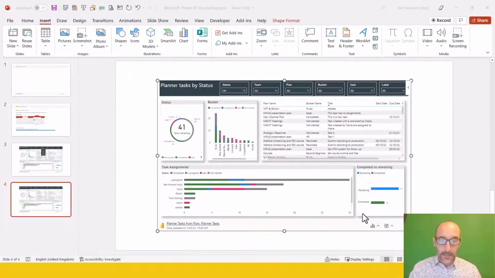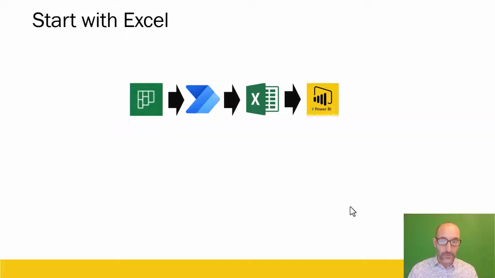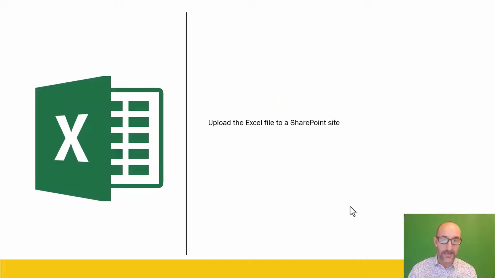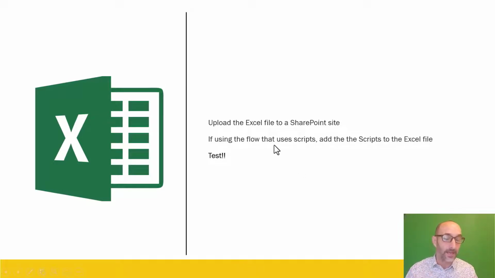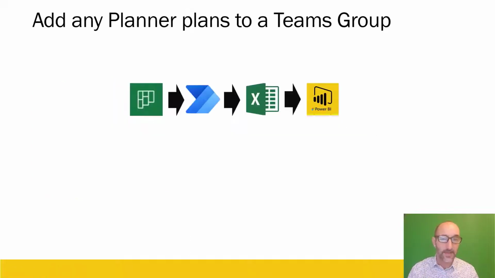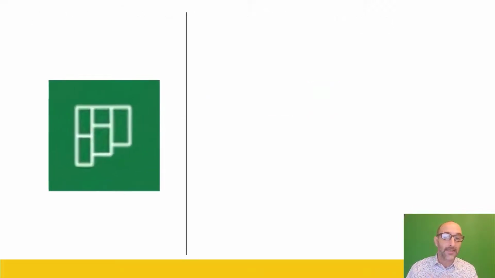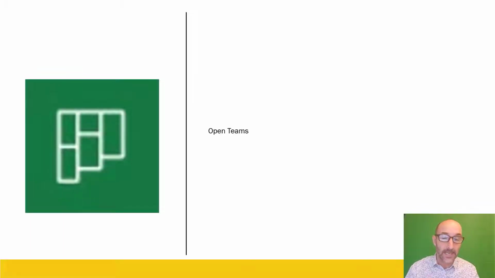Okay, so let's just wrap this up. I've got a few slides. Let's whiz through all of the slides. We started with Excel. We uploaded the Excel to a SharePoint site. If we used the flow, then we added scripts to the Excel file. If not, we don't need to do much to it. We tested that the scripts are available as part of the GitHub download. We added Planner plans to a Teams group. We opened Teams and created a team to be associated with the plan.